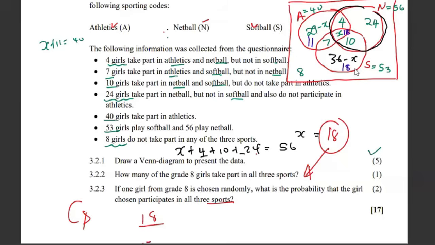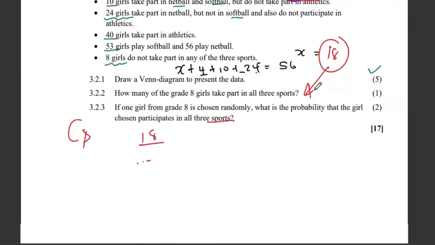36 minus 18 is going to be 18. And then we add up everything within the sets. So 11 plus 18 plus 24. Now I'm looking at the intersections. We are saying 7 plus 10 plus 4, and then plus the 18 in the middle. That's 92. And then when I add the 8, that's going to be 100. Okay, so 18 over 100, which is 0.18.